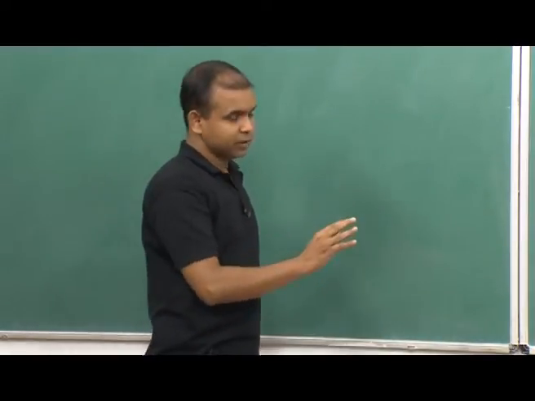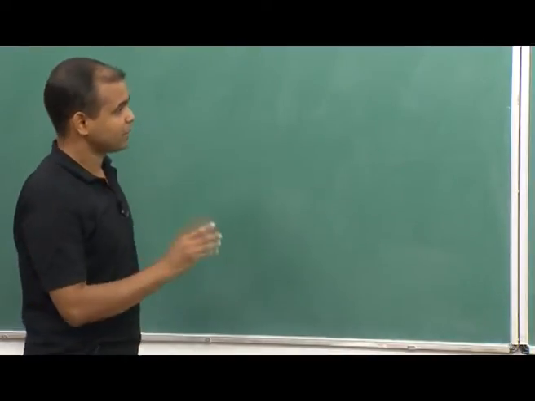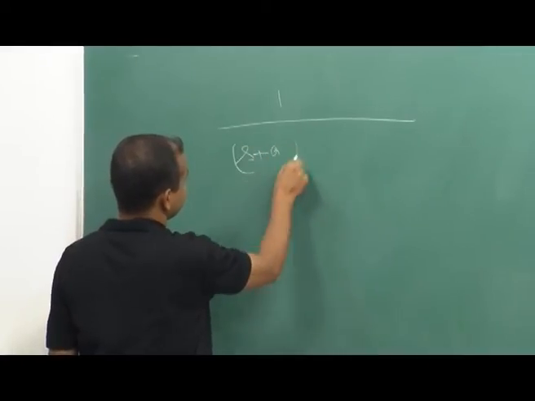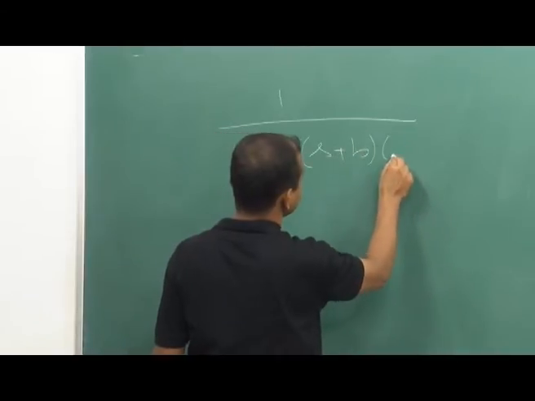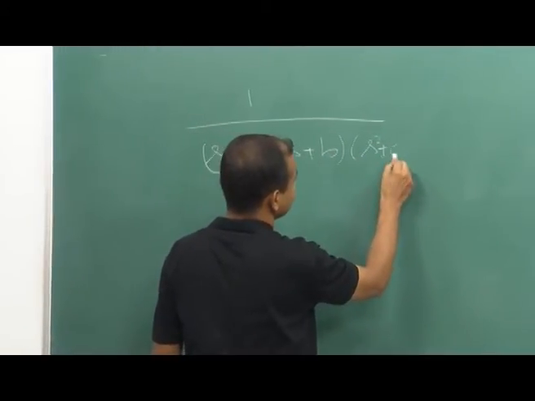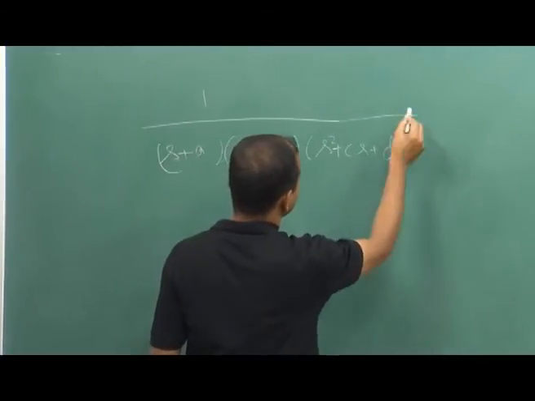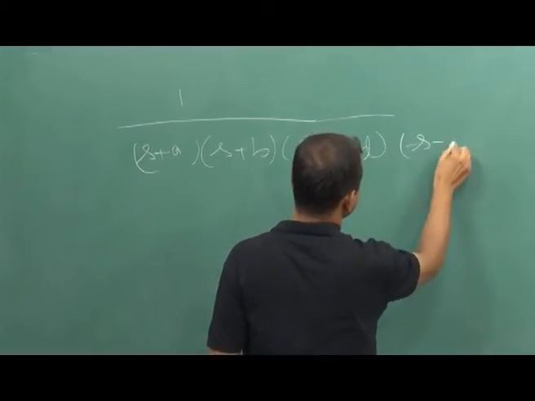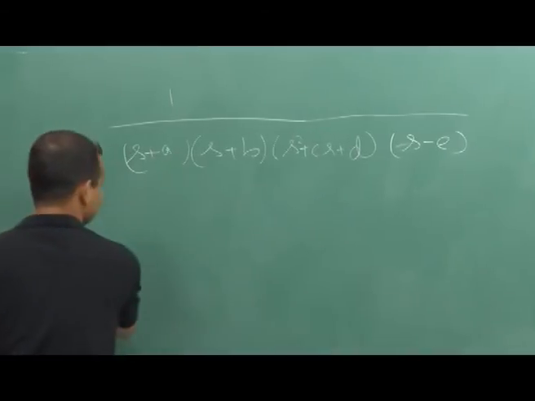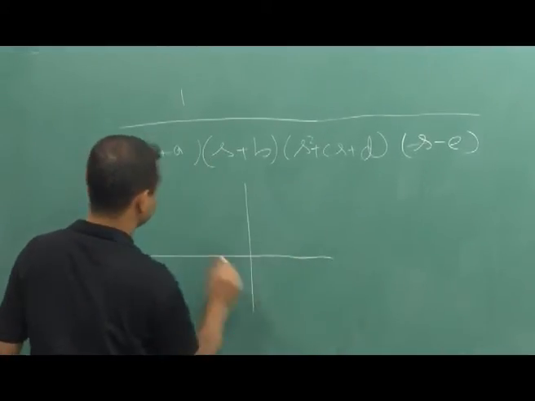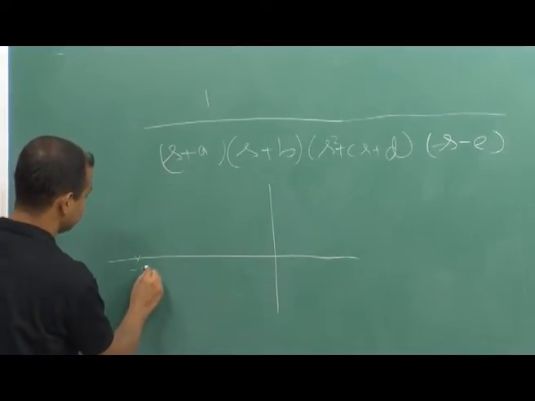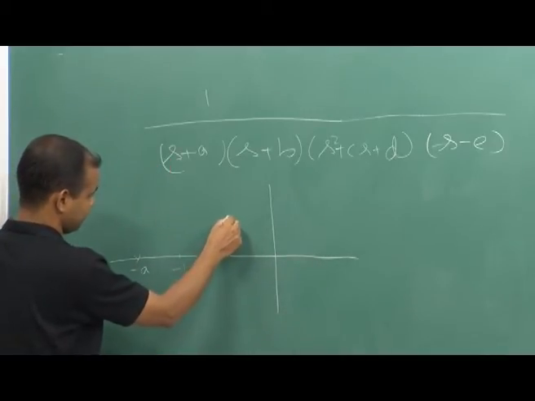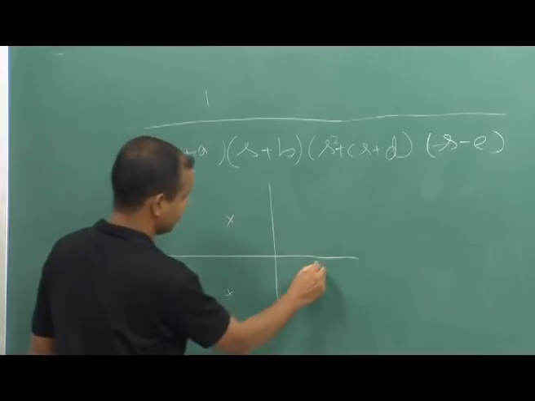So, if there is a pole in the right half, the system is unstable. Even if I have a bigger transfer function, suppose I have a transfer function something like this, 1 by (s plus a) into (s plus b) into (s square plus c s plus d), and (s minus e). In this case, I will have poles at minus a, minus b, and suppose in this case I will get one complex conjugate pair and one pole in the right half.